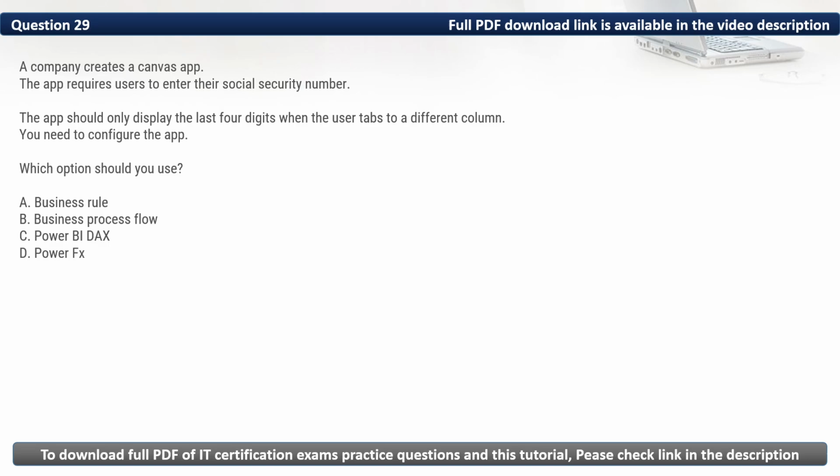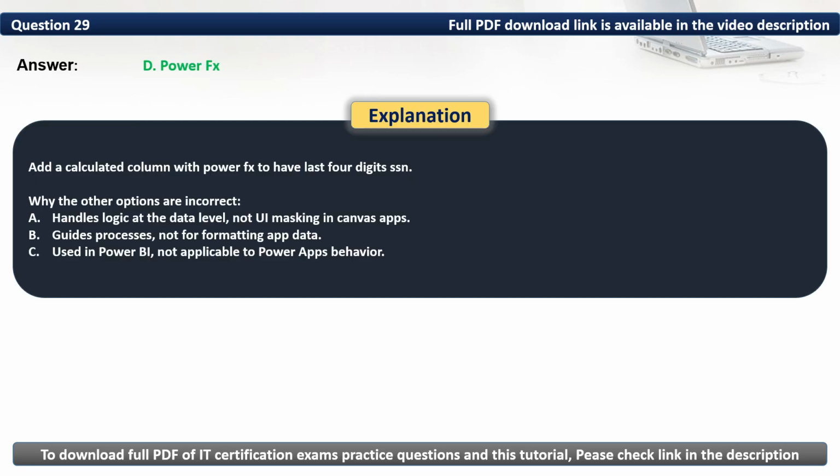As such, the option that we should use is Power Fx. Thus, the correct option is D. Add a calculated column with Power Fx to show the last four digits of the SSN.